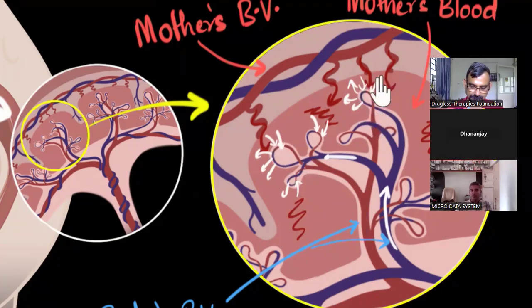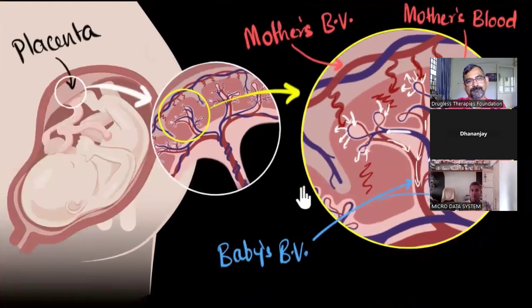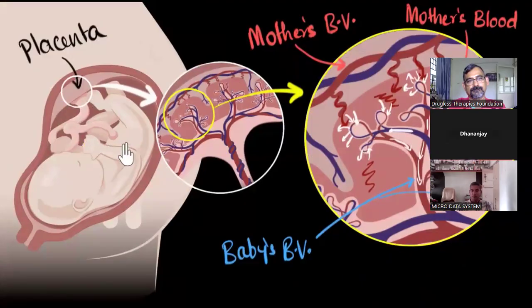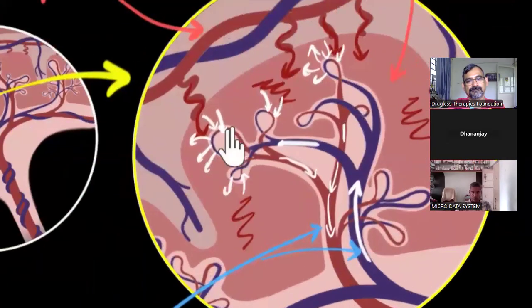The maternal blood oxygenates the baby's blood by diffusion. And now we have this rich oxygenated blood full of nutrients, and that blood is carried by this vessel all the way to the baby's heart, and then the baby's heart can start circulating it for the entire body. And then the cycle repeats. All the deoxygenated blood is again pumped out of the umbilical cord to the placenta, gets oxygenated, and the cycle repeats.